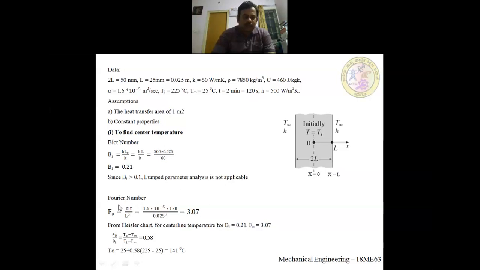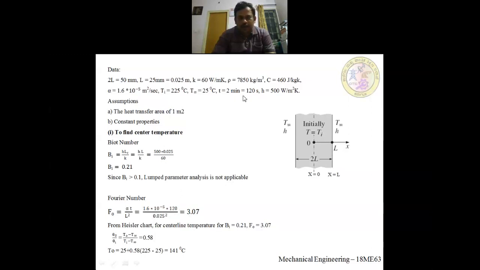So the Fourier number, how will you calculate it? Alpha t by L squared. Here L means half of the plate thickness. Alpha, and they have given the time; here 2 minutes is given.